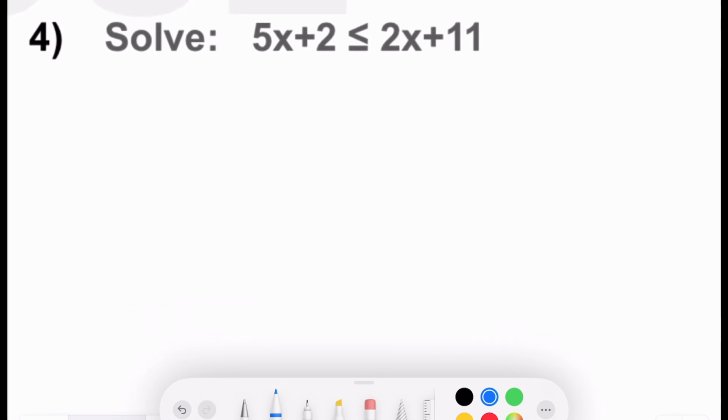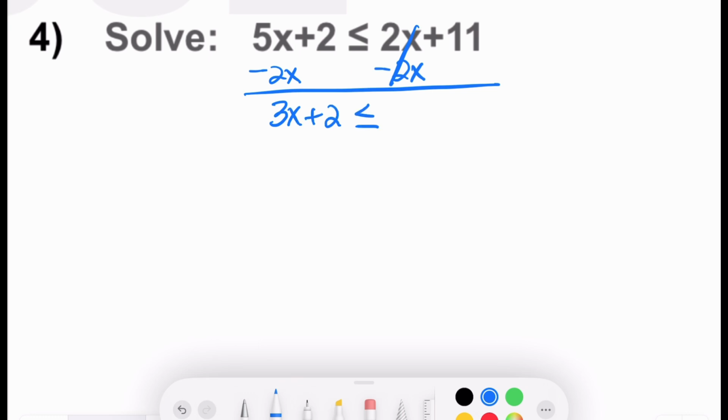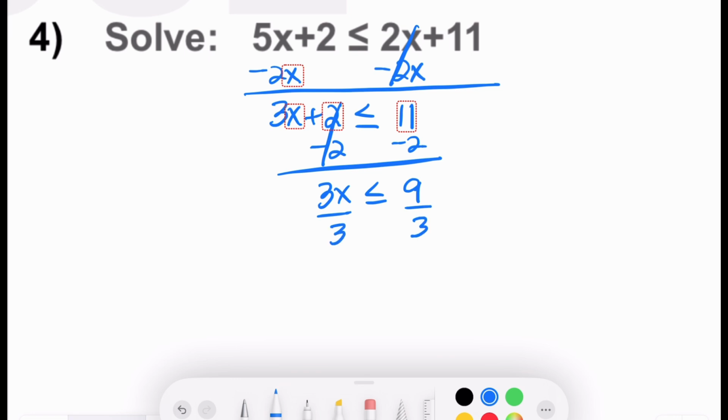For question 4, solve 5x plus 2 is less than or equal to 2x plus 11. Let's subtract 2x from both sides. We get 3x plus 2 is less than or equal to 11. Subtract 2. And we have 3x is less than or equal to 9. Divide both sides by 3. And x is less than or equal to 3.